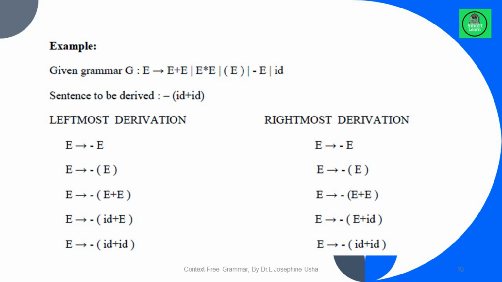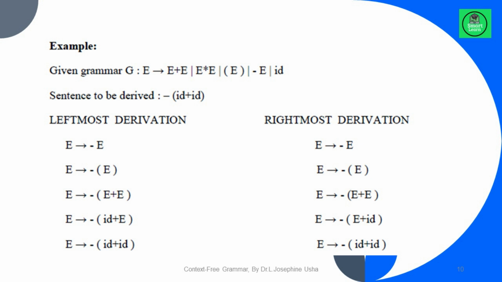Take the same arithmetic grammar, E tends to E plus E, E star E, E minus E, and id. Consider the sentence minus of id plus id. First we see the leftmost derivation, then we go for the rightmost derivation. In the leftmost derivation, at each step we have to replace the leftmost non-terminal by its production. Similarly, in case of rightmost derivation, you have to replace the rightmost variable by its production. This is the difference between the two.